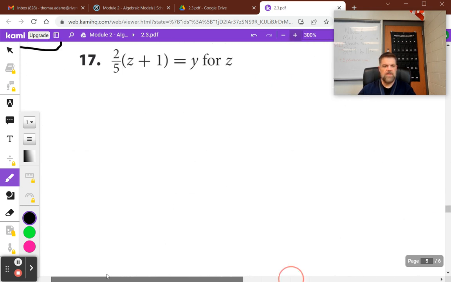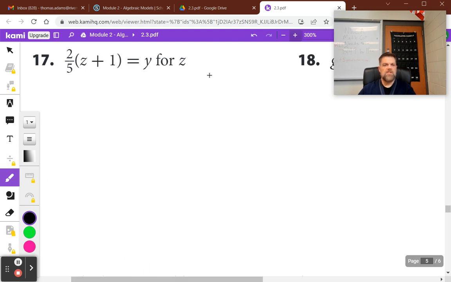Going back over here. To solve this for z, the first thing I need to do is push this 2/5 through. But before I do that, I'm going to take this whole thing and multiply it by 5. I'm going to multiply by the denominator. What's 5 times 2? 10. What's 10 divided by 5? Just 2. So I get 2z plus 1.